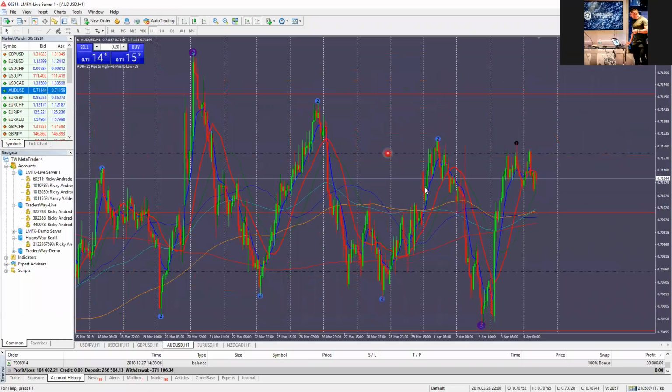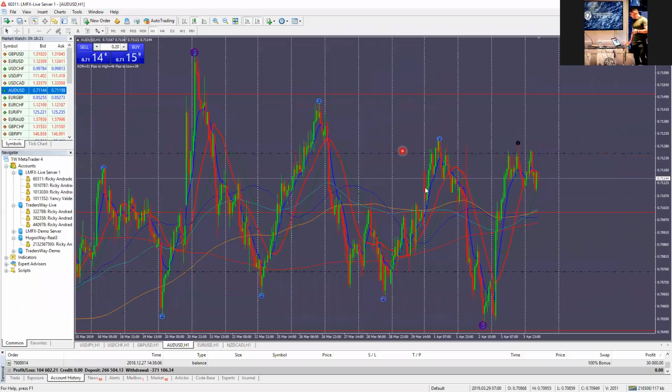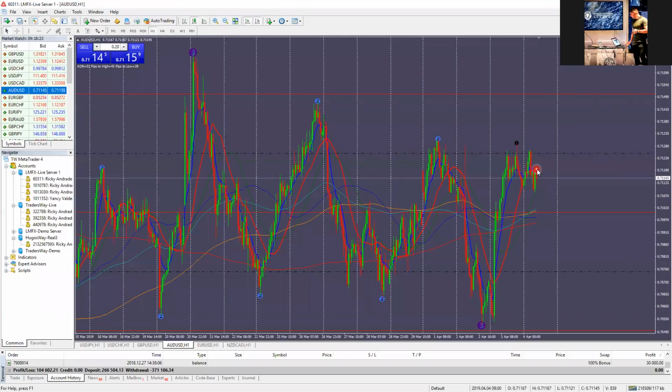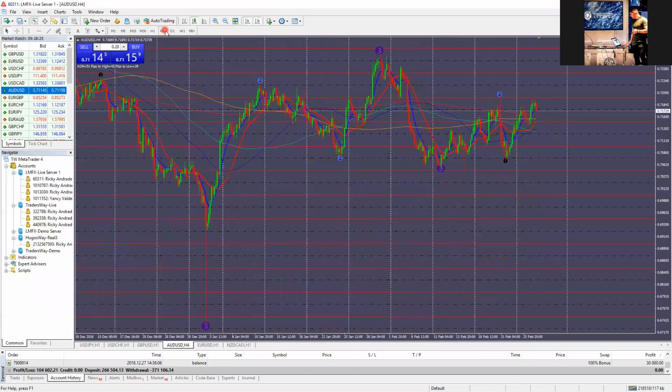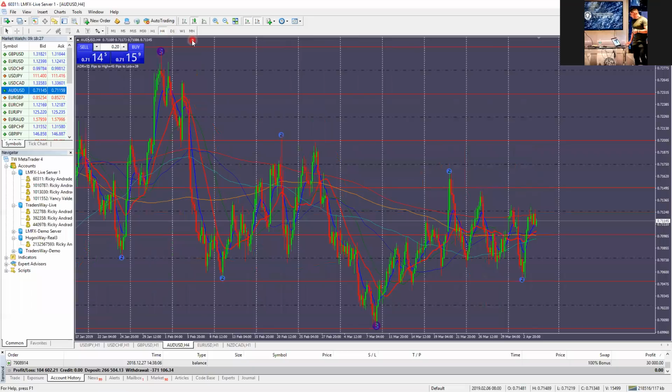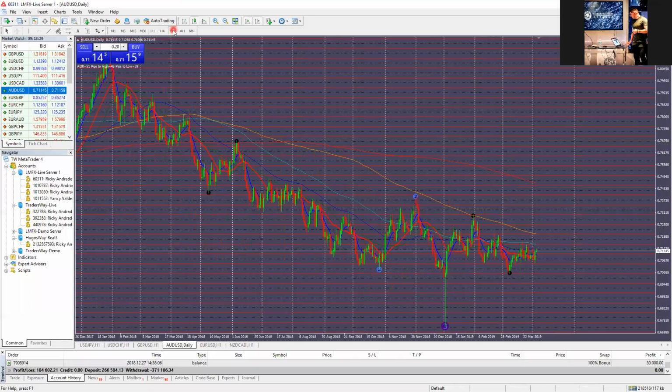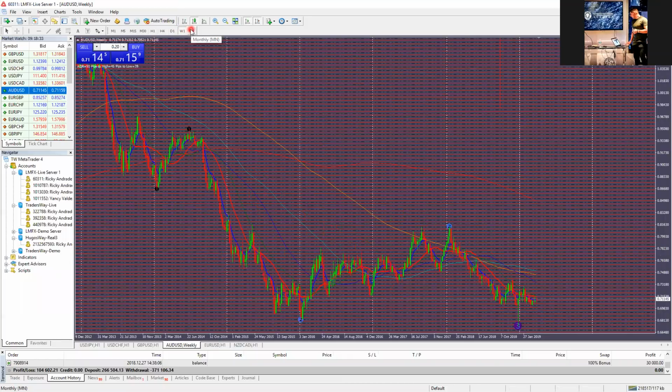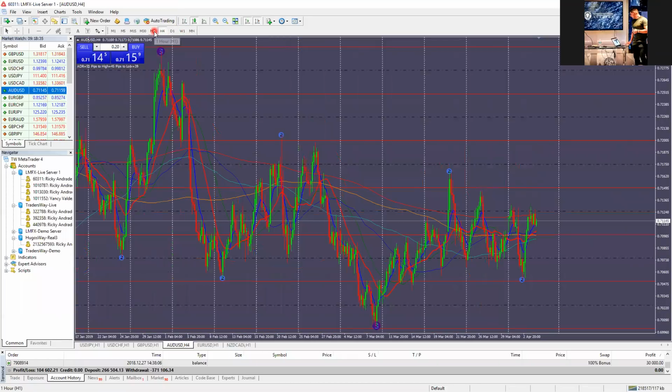This one. Okay. So this one is pretty much at like a strong resistance area. Let's see.